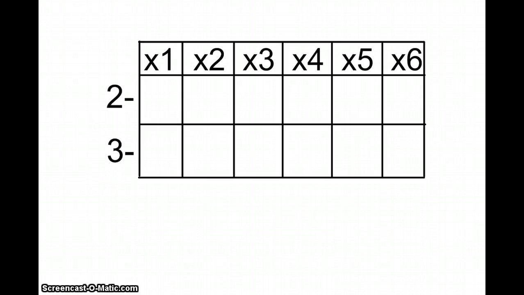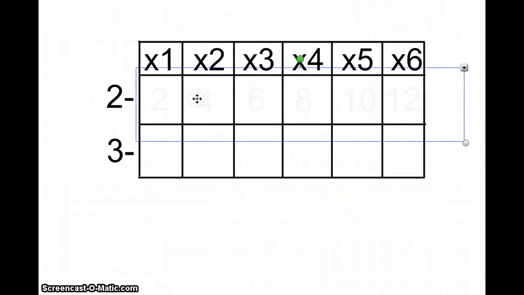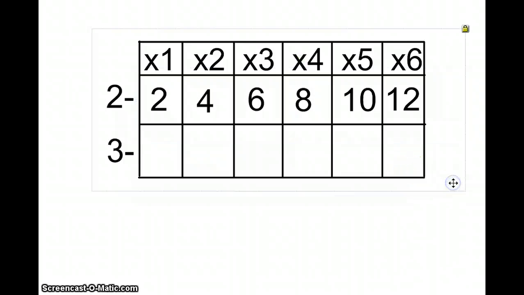For strategy number 1, I'm going to make a list of the multiples of each number in my example. In this example, we're working with 2 and 3, so I would go through the first few multiples of 2 and the first few multiples of 3 to see if it answers my question. So if I list the first 6 multiples of 2, I would end up with 2, 4, 6, 8, 10, and 12 as my first 6 multiples of 2.